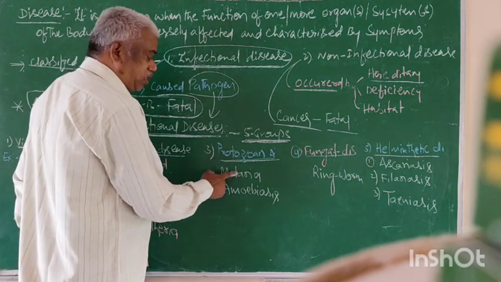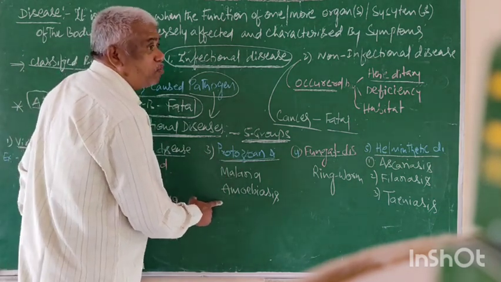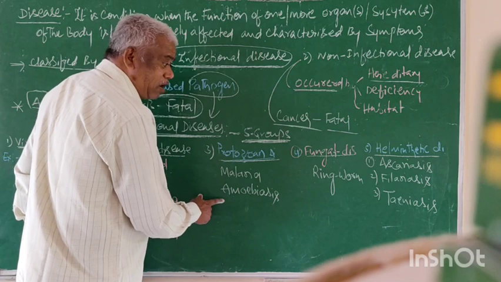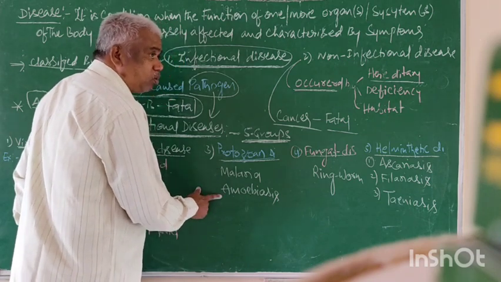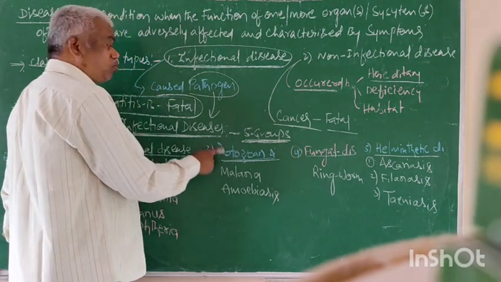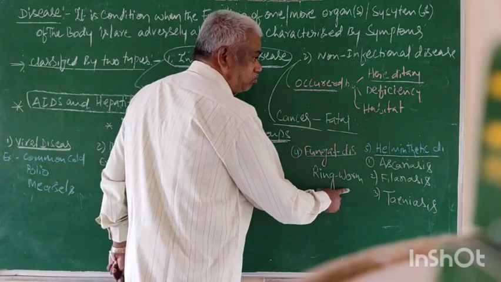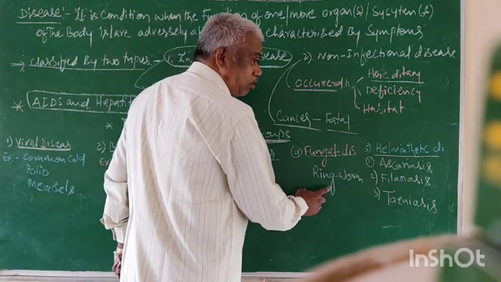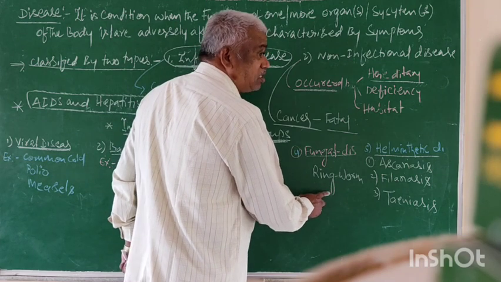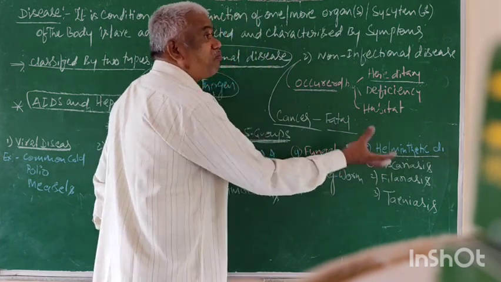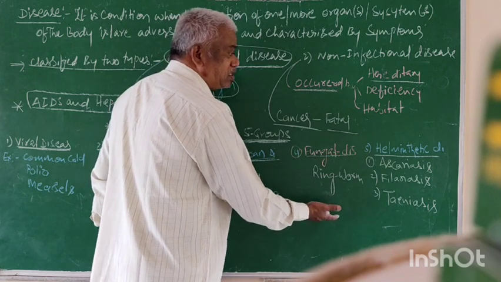Now, protozoan diseases: malaria, amoebiasis. These are the two under protozoan infectional diseases. Right. Ringworm is a disease name. It is not a pathogen. It is a disease caused by a fungus. Hence, it is a fungal disease.